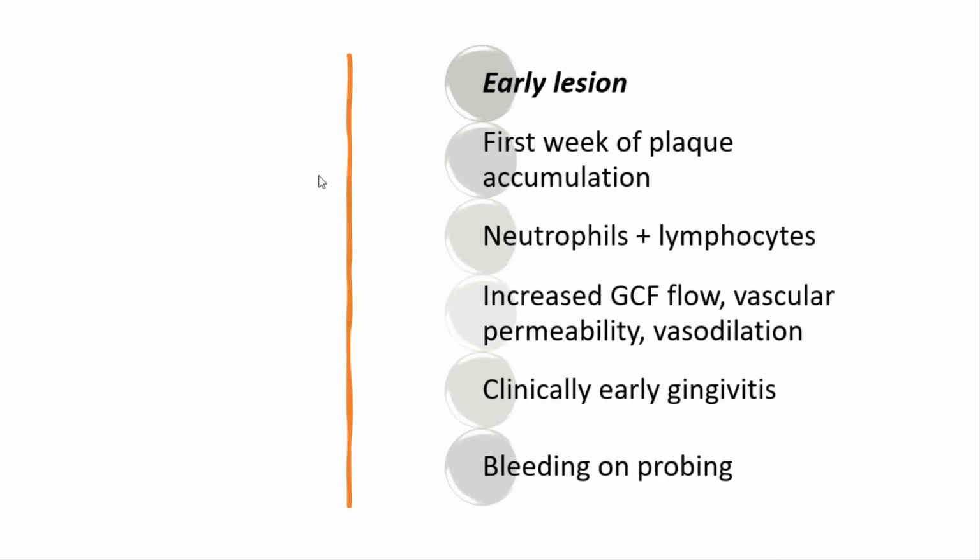Then we have the early lesion. The early lesion takes 1 week of plaque accumulation. The predominant cell type is neutrophils plus lymphocytes, T lymphocyte cells to be specific. You will find vasodilation, increased gingival crevicular flow, and vascular permeability here. Clinically, it appears as early gingivitis, and there will be bleeding on probing in this case.